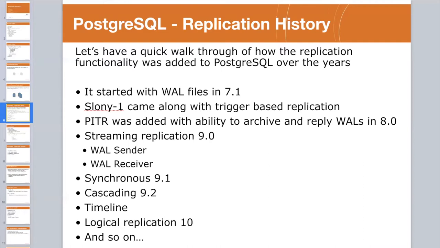In the true sense, it was Slony-I that provided a proper way to replicate objects in Postgres at first. This Slony-I was a trigger-based replication system. Much after that, in Postgres version 8, point in time recovery became part of Postgres, which added the ability to archive the WAL files. By the way, we will see WAL files in more detail later on.